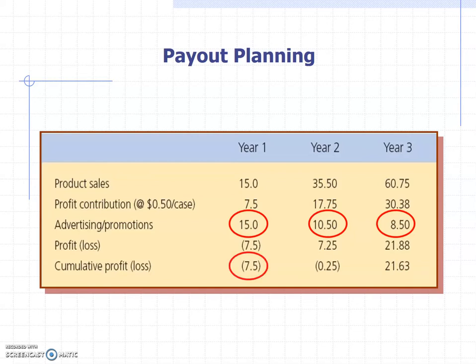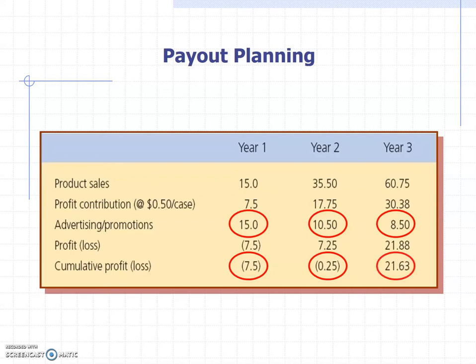So in the first year, you lost. A one year loss of 7.5, so your cumulative loss is 7.5 million. In the next year, because your sales were much greater and you spent less on advertising, you actually got a profit contribution of 17.75 million, and you spent 10.5 million. So your yearly profit was 7.25 million. Your cumulative, but again, it's going to be a loss, is just 0.25 million.